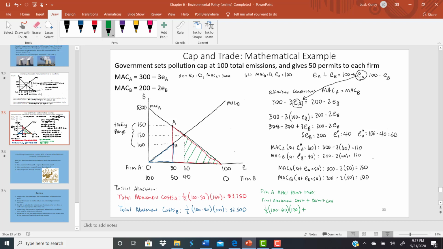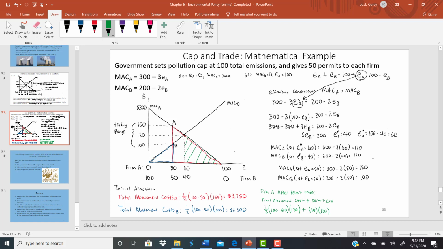And now we have to figure out their permit cost. So they're going from emitting 50 units to emitting 60 units of pollution. So we know they bought 10 permits. And again, I said go ahead and assume that they buy those permits at a price of $120 per permit. So it's going to be 10 permits times a price of 120 each.